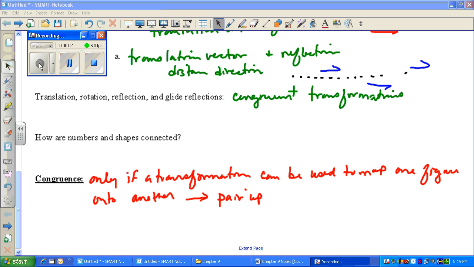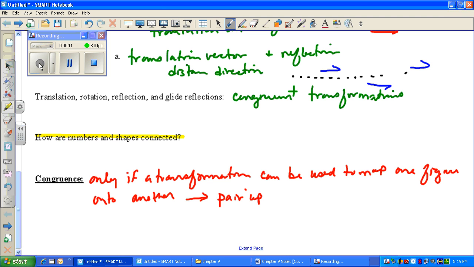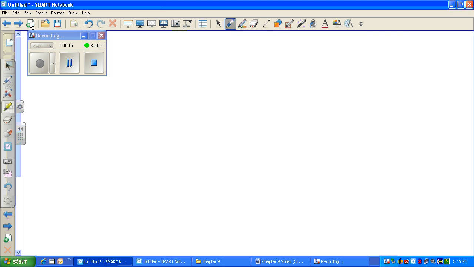The second lecture for section 9.1, I just want to spend a little bit of time focusing on how numbers and shapes are connected. So it's this part of your notes, but I don't think I have enough room here, so I'm just going to open up a new page here. How are numbers and shapes connected? They're connected in 4 ways.